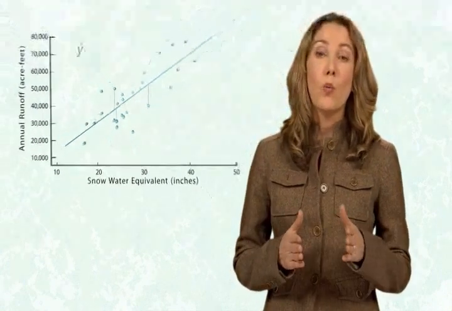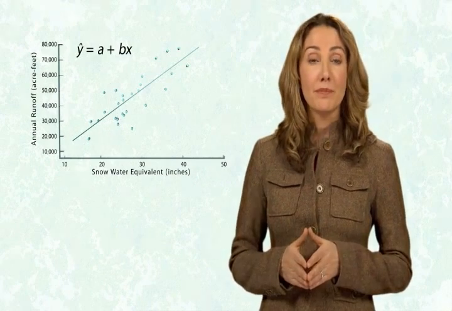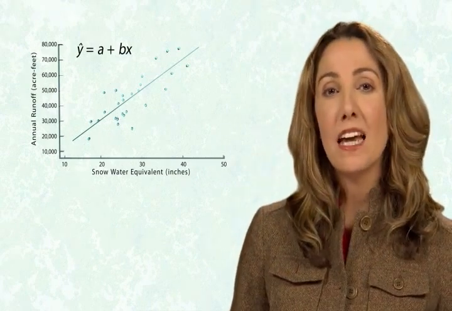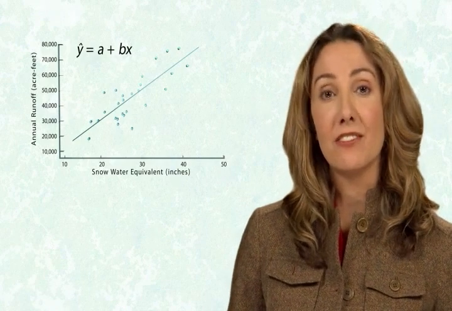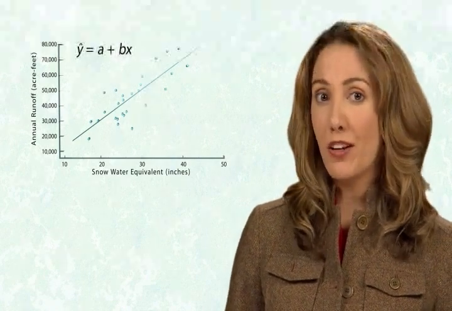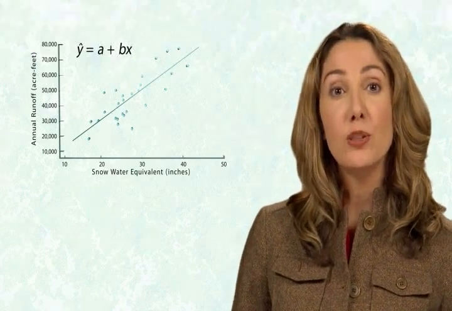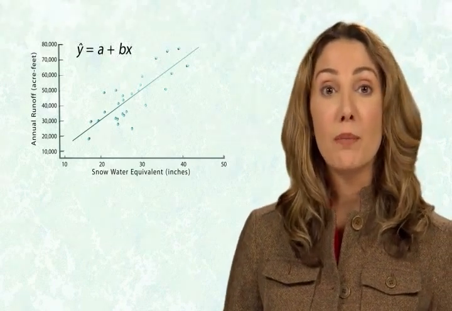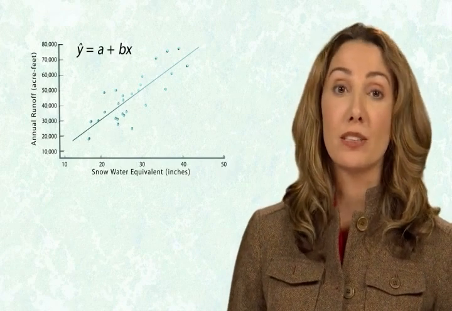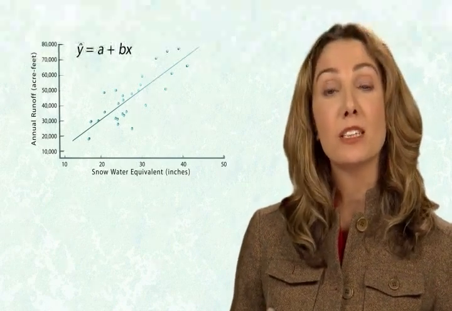Software can do the math for you and come up with the equation y hat equals a plus bx to describe our line. We say y hat to emphasize that we're talking about the predicted value of y, not a measured value from our data set. Now we have our regression line and can use it to make predictions.